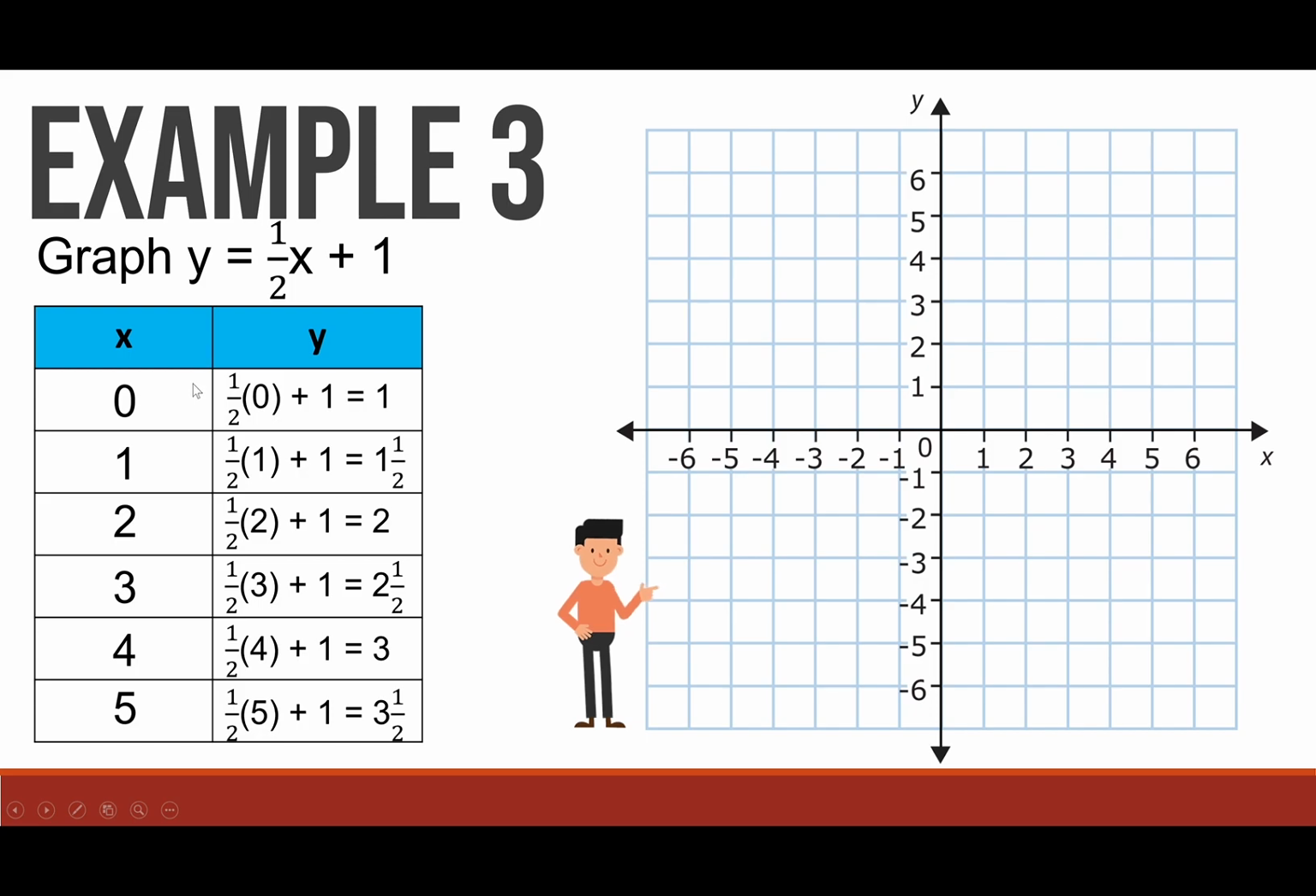All right, here we go. Let's plot the points. First point is going to be 0, 1. So I'm going to go 0, 1, which is right there. Next number is 1 and 1.5. So that's 1 and 1.5. And the next number is 2 and 2. And then the last coordinate point I'm going to plot is 3, 2.5. So 3, 2.5. Once I have my points, connect the dots. Ta-da!